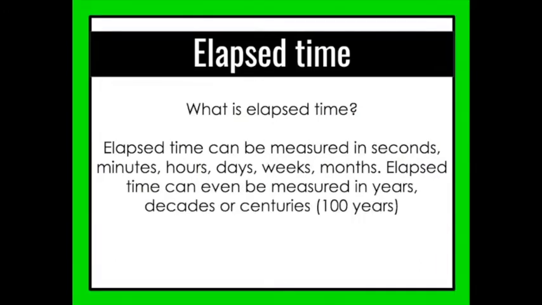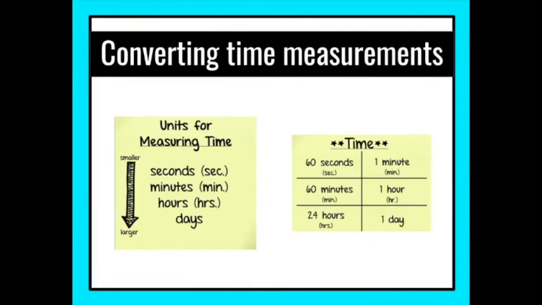Elapsed time can be measured in seconds, minutes, hours, days, weeks, months. Elapsed time can even be measured in years, decades, or centuries. Centuries are 100 years. Let's practice converting our time measurements. So 60 seconds equals 1 minute, 60 minutes equals 1 hour, and 24 hours equals 1 day.